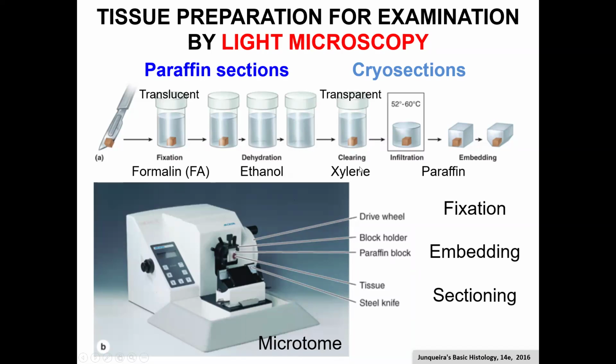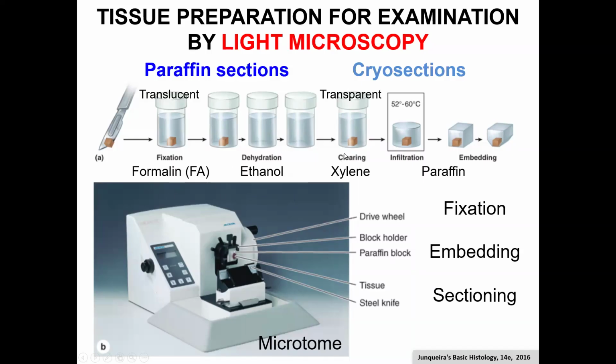The next step, the infiltration with xylene, it's called clearing step. Why? Because the xylene, it has a high refractile index, it penetrates through the piece of tissue, and it makes the tissue now transparent to light. Light passes easily through the piece of tissue. So this is the clearing step.